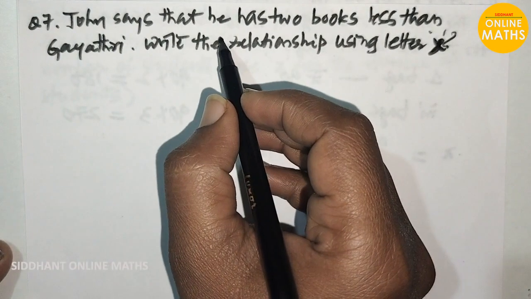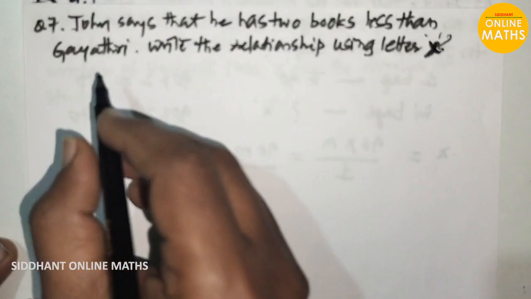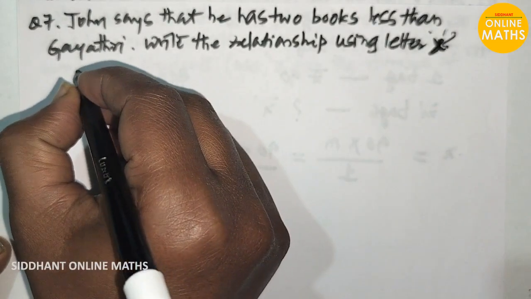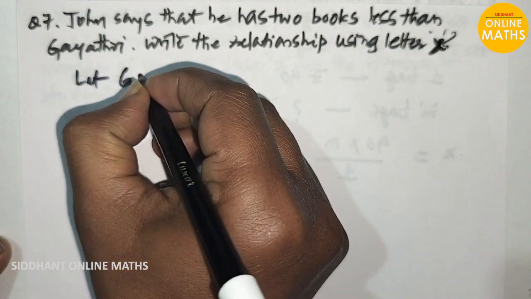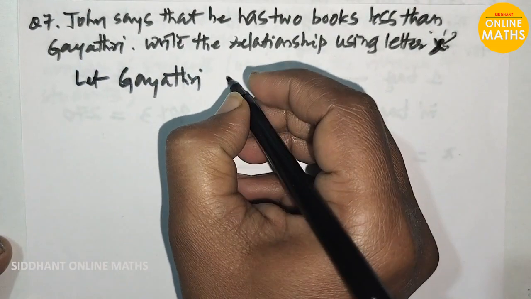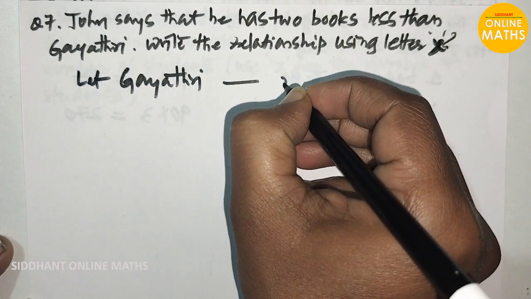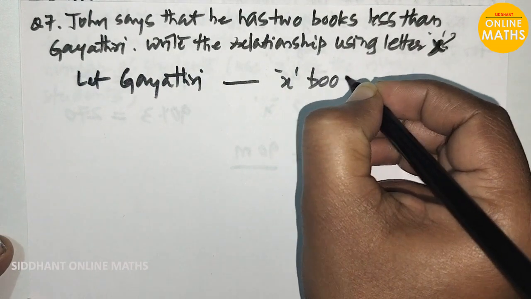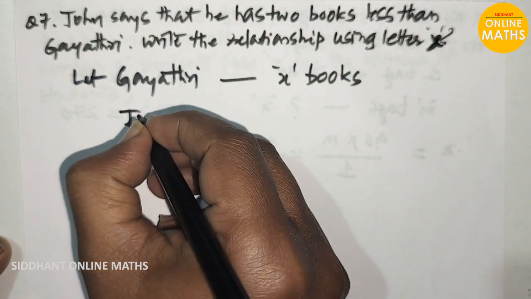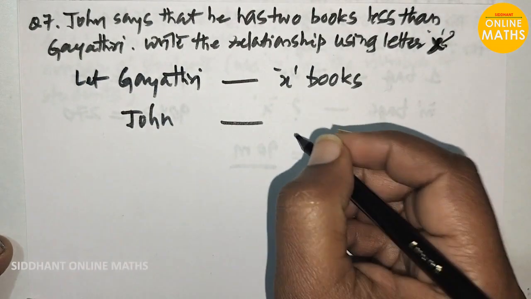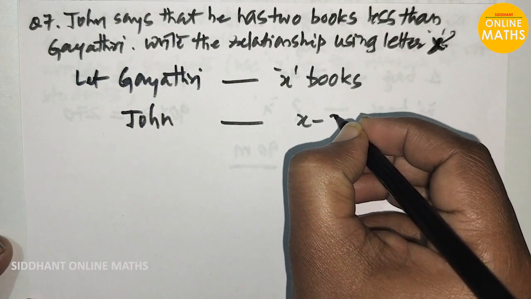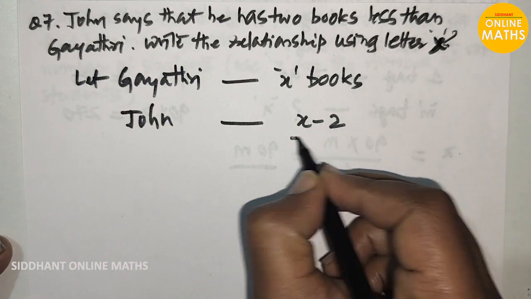Question number 7. John says that he has 2 books less than Gayathri. Write the relationship using letter X. So here let Gayathri has X books. Then John having 2 books less than Gayathri, that means x minus 2. So this is the relationship.